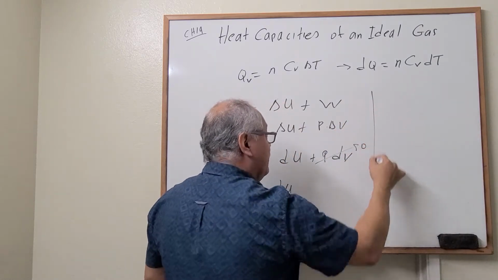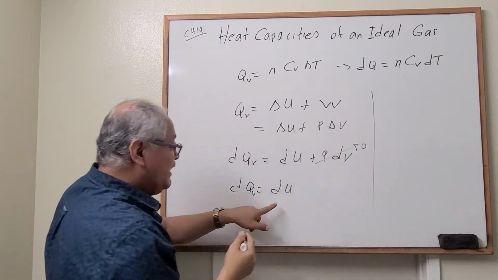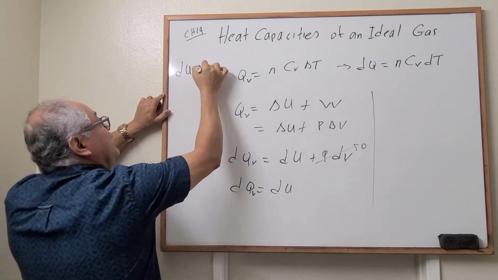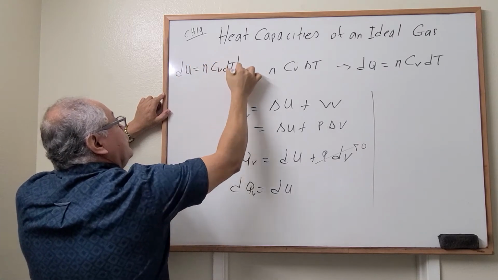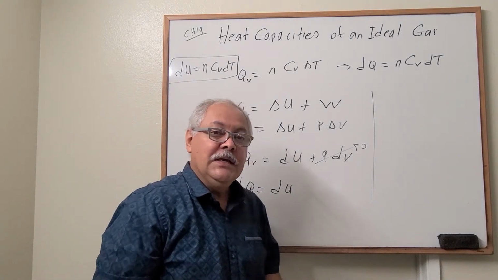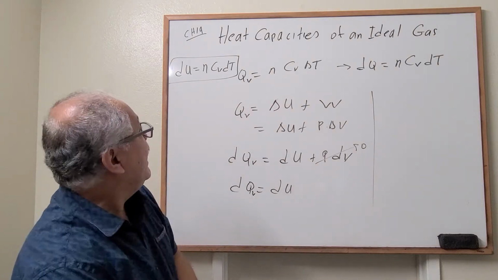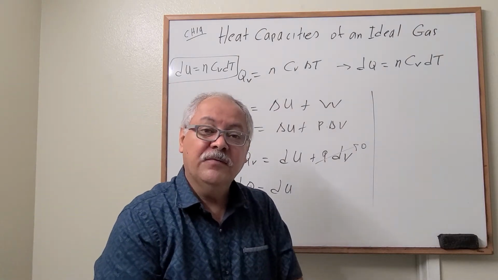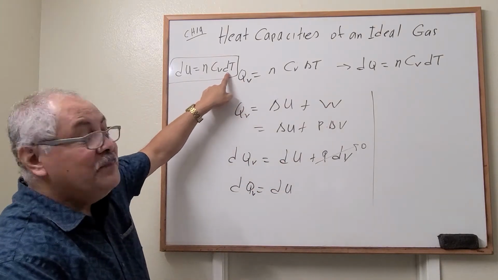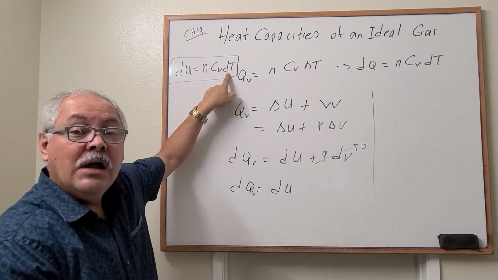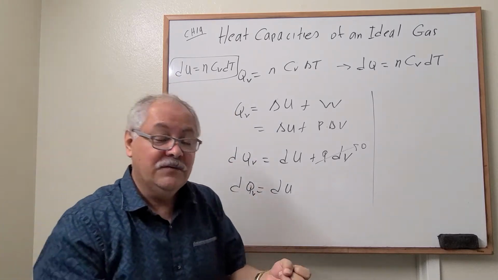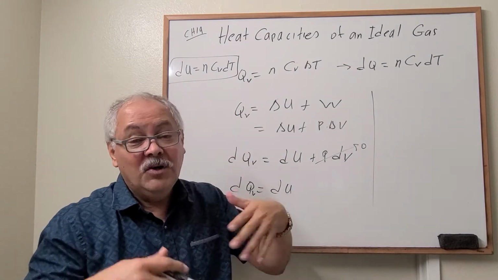From here we can find that the same thing happens to the internal energy: the change in internal energy is n Cv dT. This equation is very important in thermodynamics. Actually, this is one of the definitions for the change of internal energy, because it doesn't depend on volume and pressure. It depends only on the change in temperature. So we can use this one for any case, for constant volume or when the volume is changing.